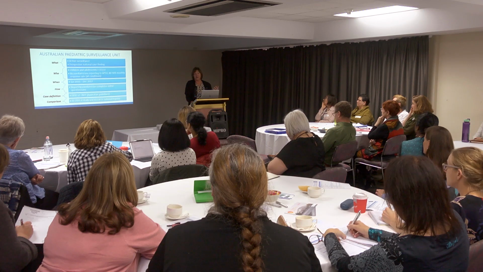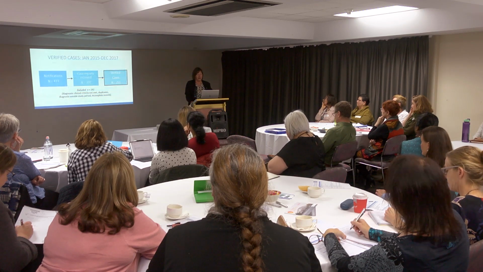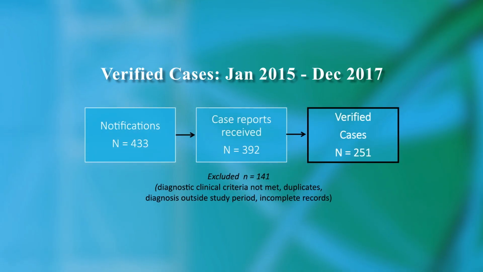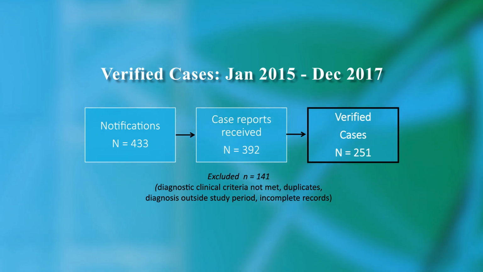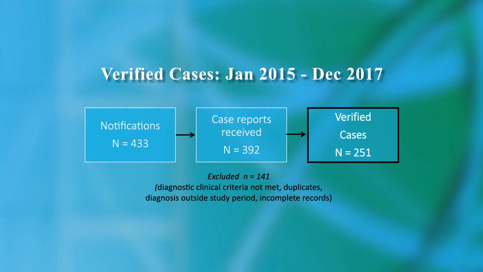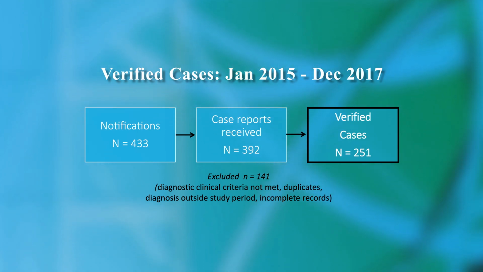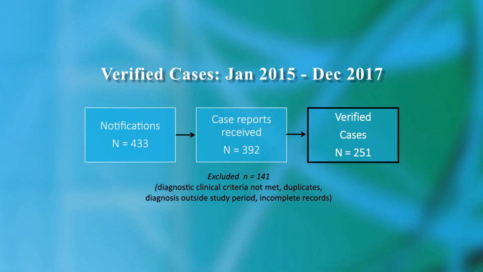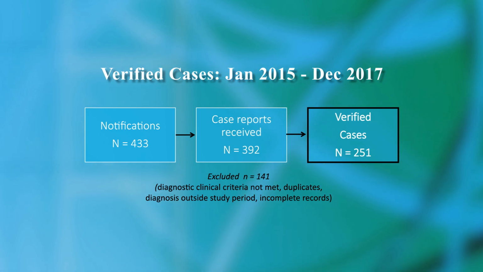We then classify these cases according to the guide. And over the period 2015 to 2017, we had 433 notifications of newly diagnosed cases. So it's certainly out there. And remember that it's not just paediatricians who are making this diagnosis. We received most of those questionnaires back, and we verified over 250 cases during this time period.